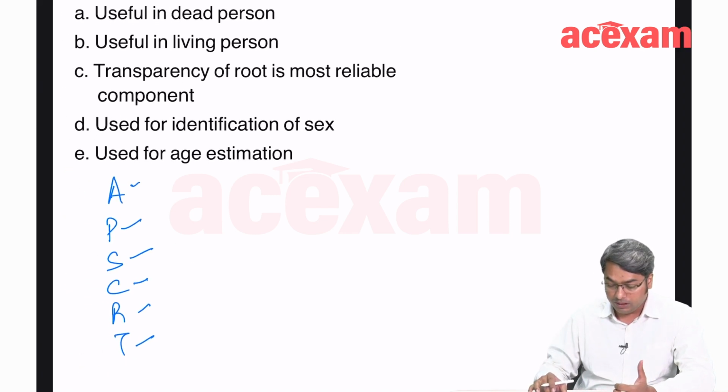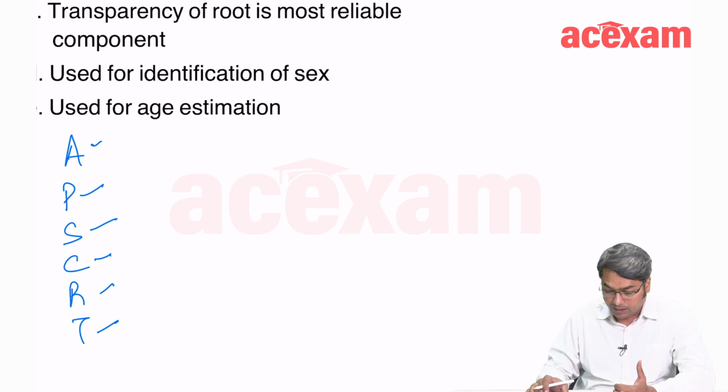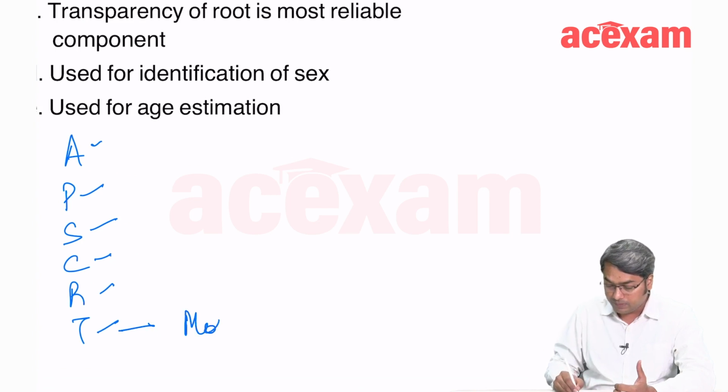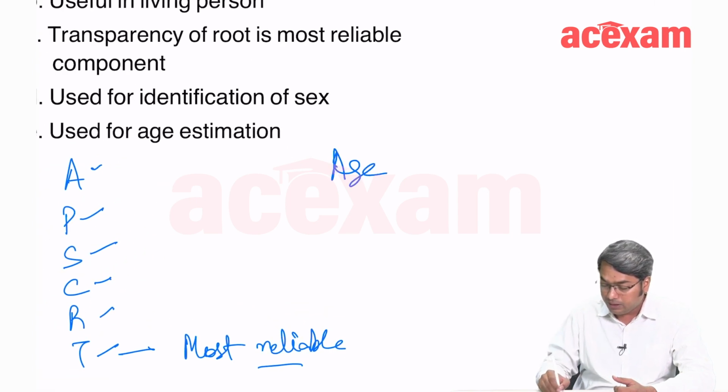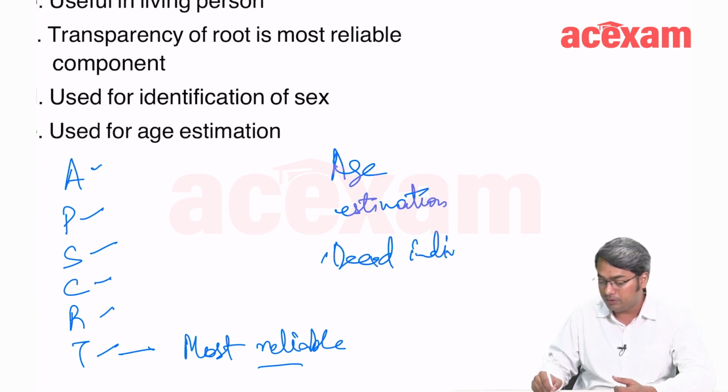Out of all these, the most important and most reliable criterion is transparency. It is used for age estimation, and it is done in dead individuals. We cannot do this in live individuals.